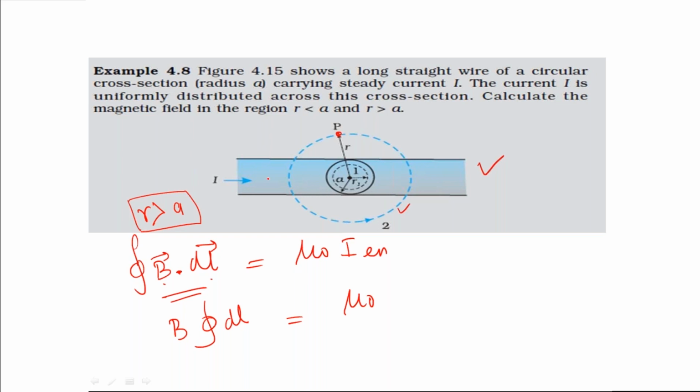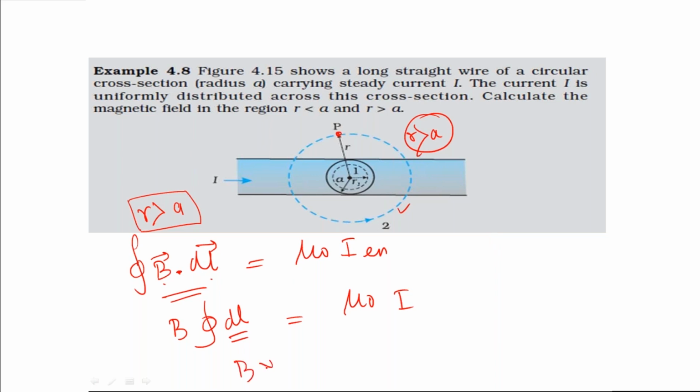I have to just take the integration of dl now. And what is the current passing through this Ampere loop? The loop looks parallel to the wire, but it is not. Actually, the loop is perpendicular to the direction of the current, so that's why the current is passing through. When I consider the Ampere loop having a radius greater than A, the whole current is enclosed by this loop, so I can write this as I.